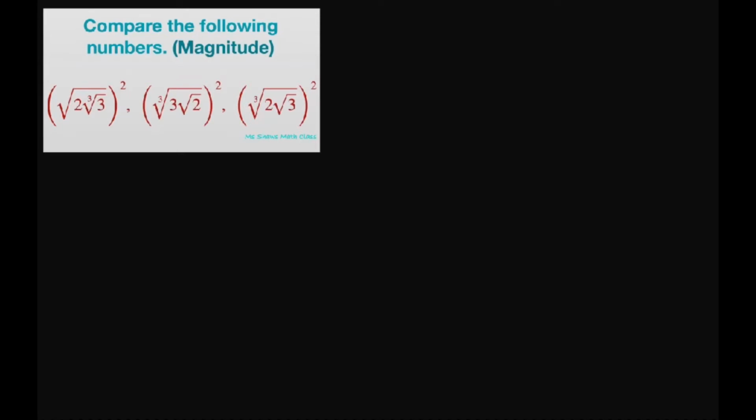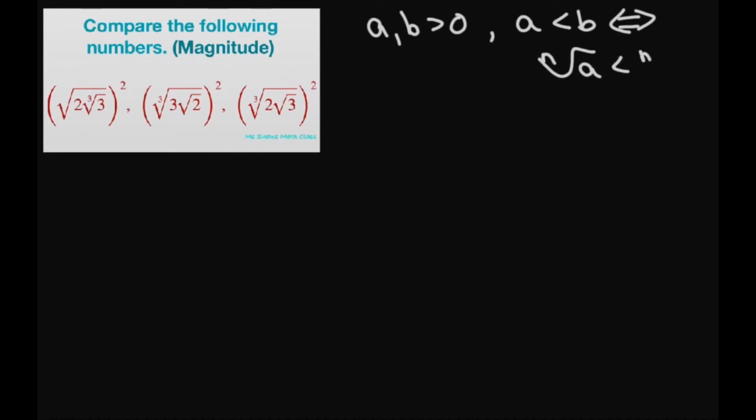Before we start, let's note that if A and B are positive integers, then when we compare, A is less than B if and only if the nth root of A is less than the nth root of B. So basically we want to make our n's the same, because then it's easier to compare. Let's take the first one.